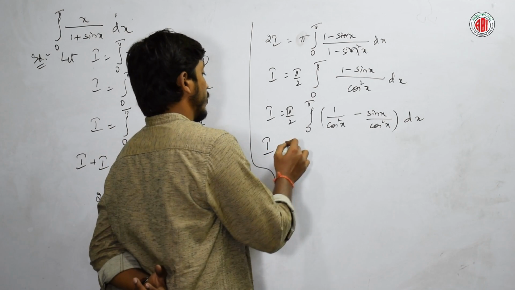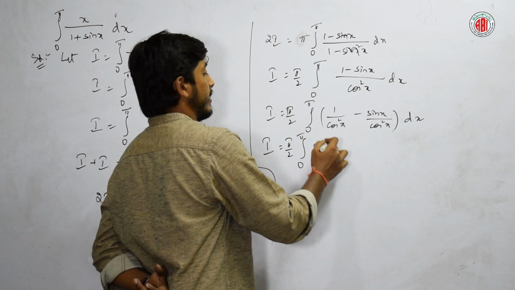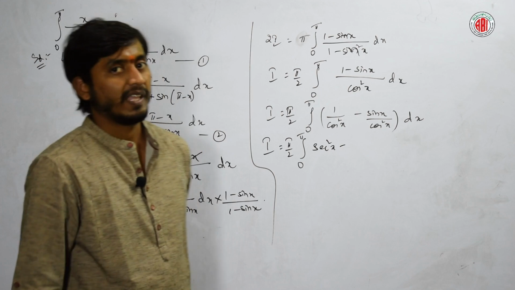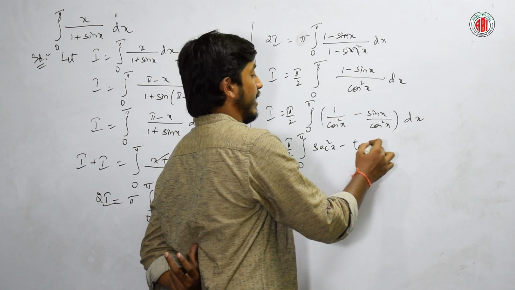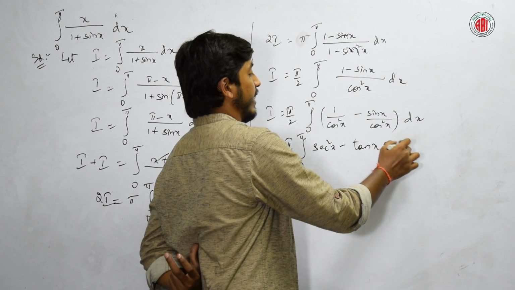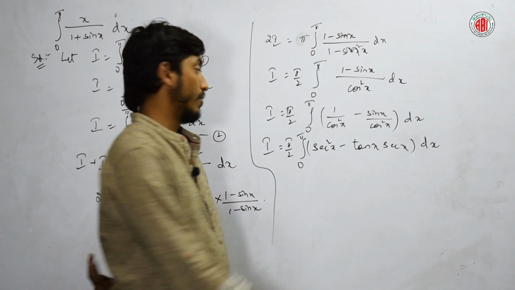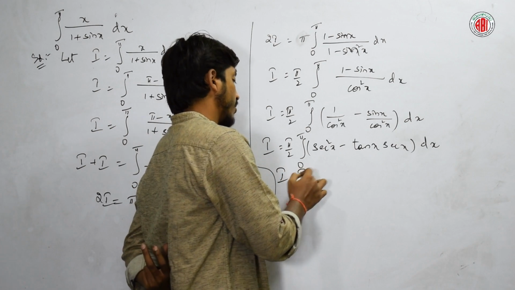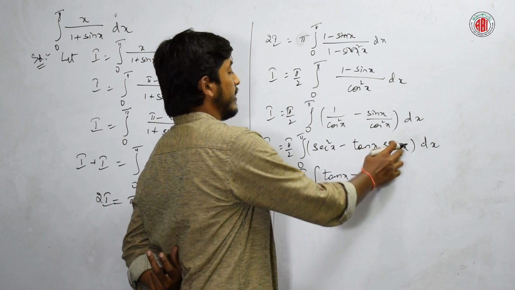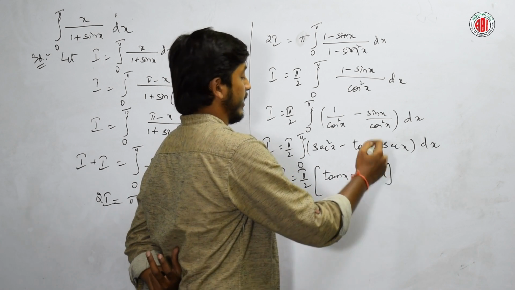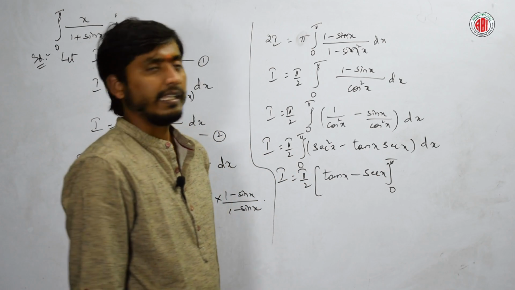So what is this 1 by cos square? Secant square x, right? And sin by cos square: sin by cos is tan, 1 by cos is secant. So I is equal to pi by 2, the integration of secant square is tan x, and the integration of secant into tan is secant x. You have to substitute 0 to pi, that's it, right?